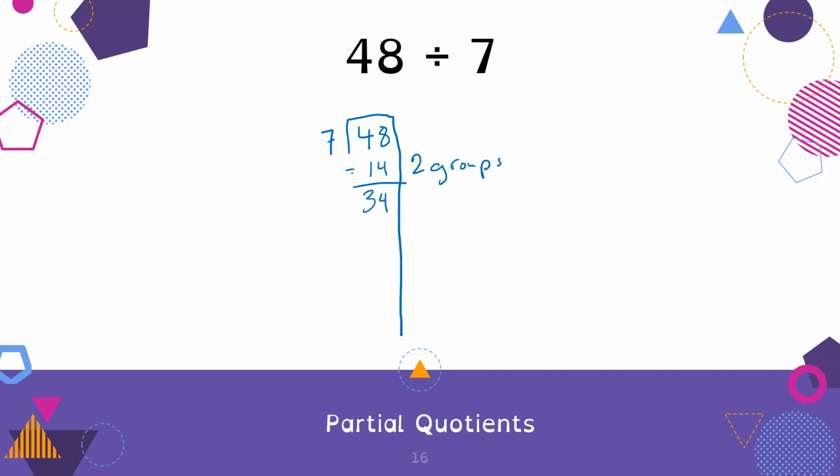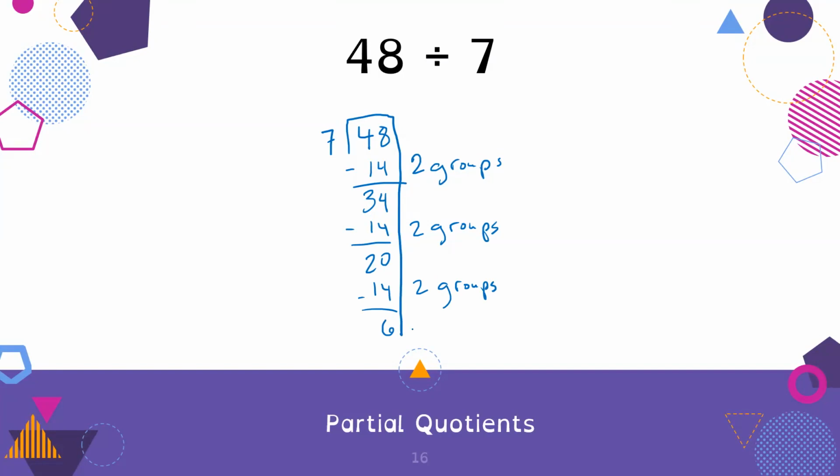Okay, well, we can see that still another 2 groups would fit. So that's fine. We can do another 2 groups. We don't have to do a different amount. We can do the same. So now if I take away 14 from 34, we get 20. Well, again, we can see another 2 groups is less than that. So if we subtract 14 from 20, we get 6. And we can see that we are left over with 6.